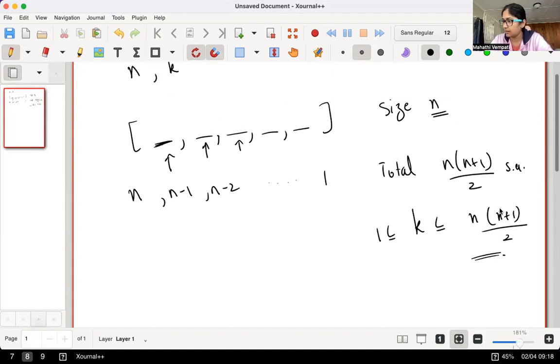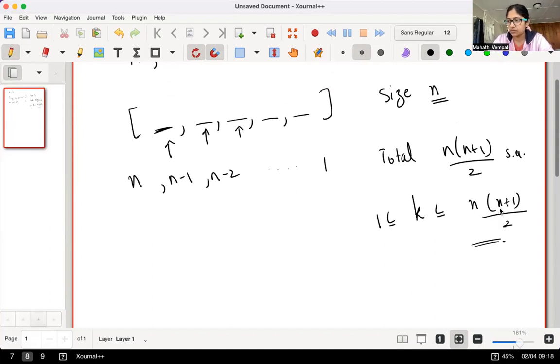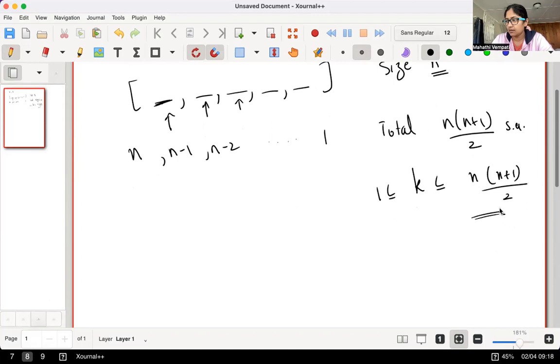So what you need to do is design an array such that only k subarrays have a sum that is positive, and all of the other subarrays have sums that are negative. So no subarrays can have a 0 sum. Interesting. Yeah, no subarrays can have a 0 sum.